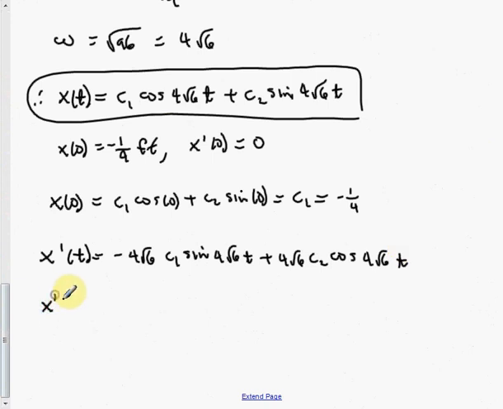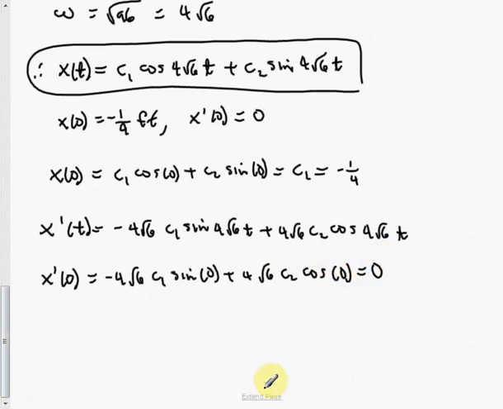And then we said that x prime of 0, this is negative 4 times square root of 6 c sub 1 times sine of 0 plus 4 the square root of 6 c sub 2 times cosine of 0. This is equal to 0. But sine of 0 is 0, cosine of 0 is 1, so this implies that we have 4 the square root of 6 times c sub 2 is equal to 0. Well, that implies that c sub 2 is equal to 0.